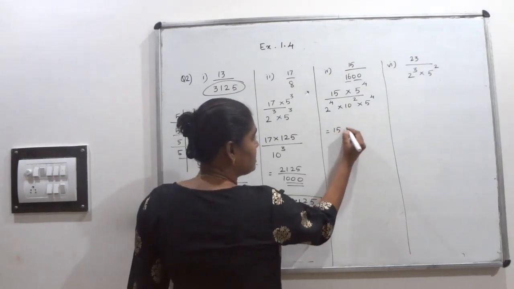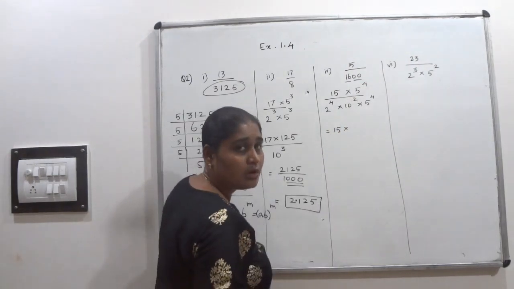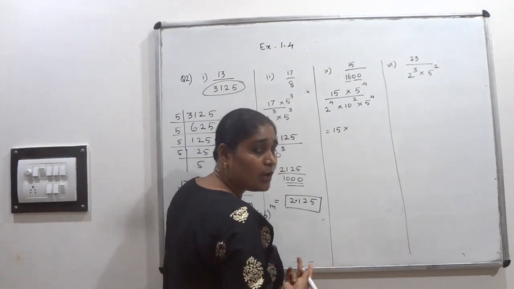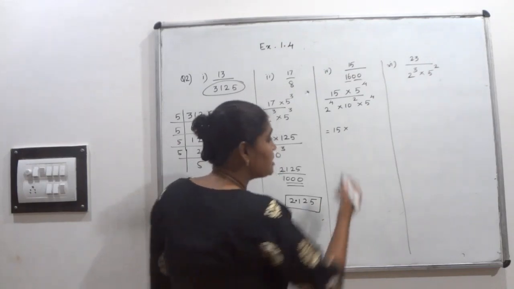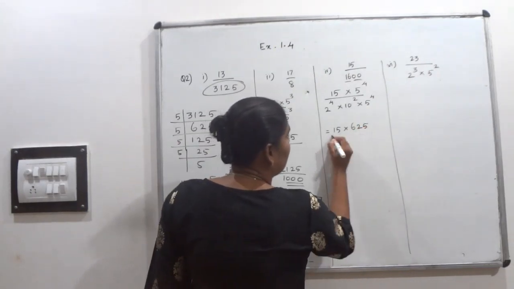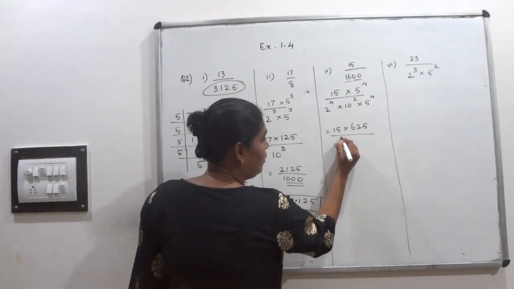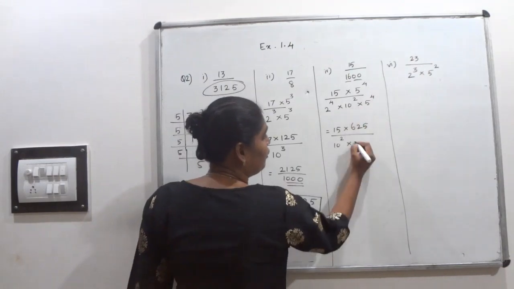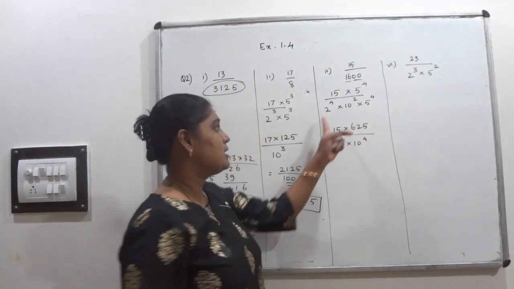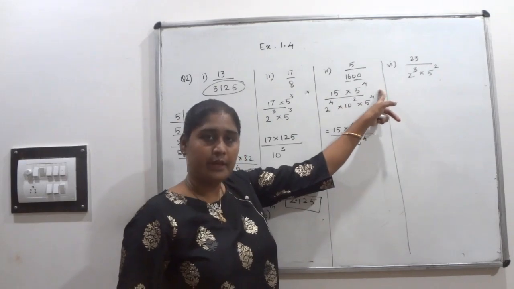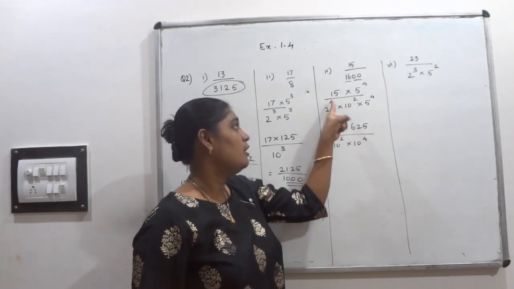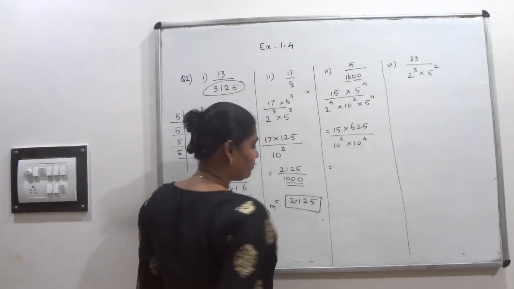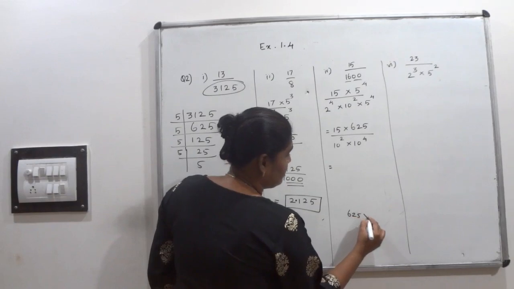Now 15 as it is. 5 to the power 4 is 5 into 5, 25; 25 into 5 is 125; 125 into 5 is 625. Upon, 10 power 2 is already given, and 2 power 4 into 5 power 4: here the bases are different but the powers are the same, so 5 into 2 is 10. The common power is 4, so it is 10 power 4. Now multiply this one, 625 into 15.